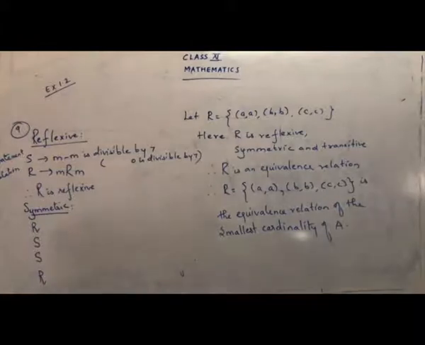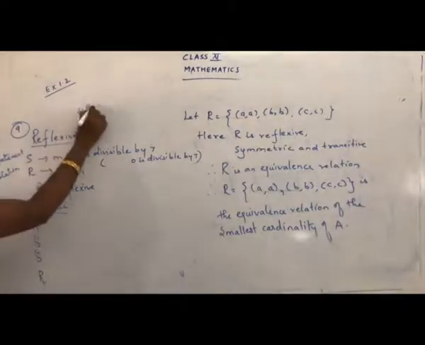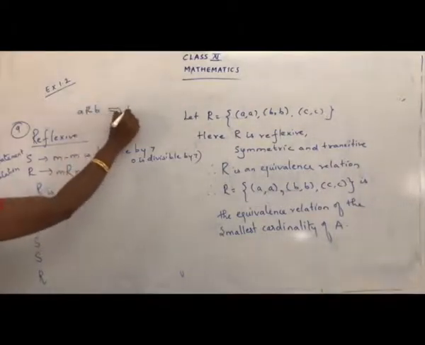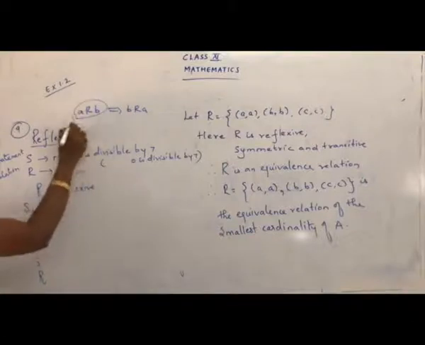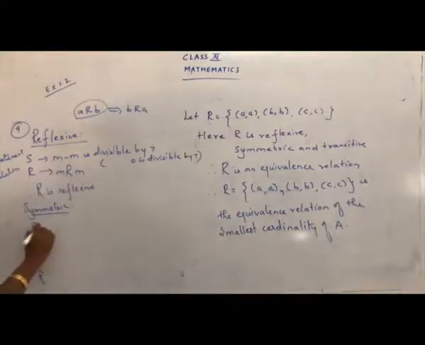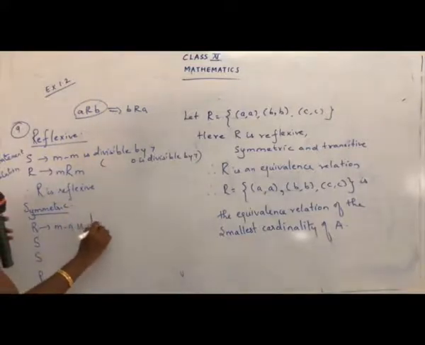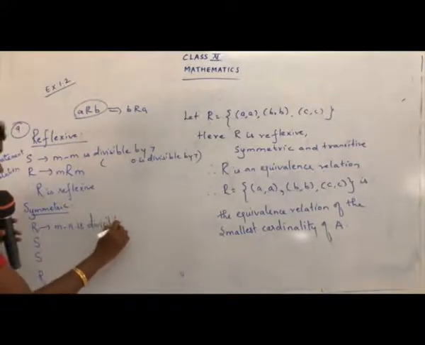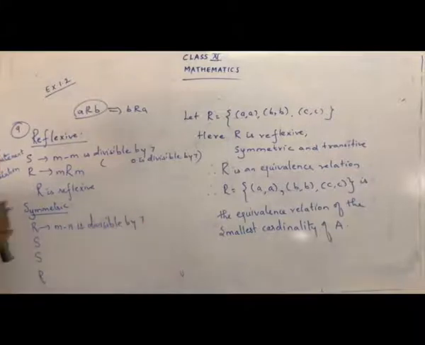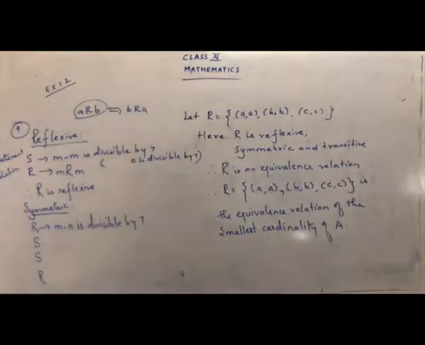Relation, statement. Symmetric, what is the definition? A related to B implies B related to A. What is A related to B? Yes, M minus N is divisible by 7. They have told you this is a statement given: M minus N is divisible by 7.